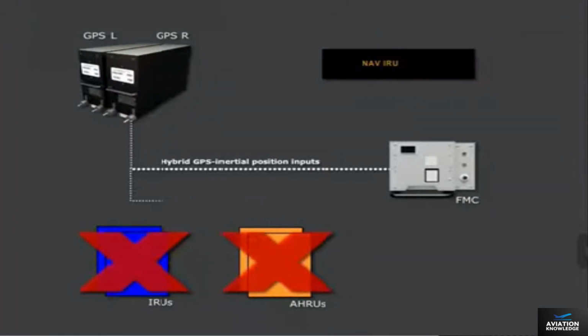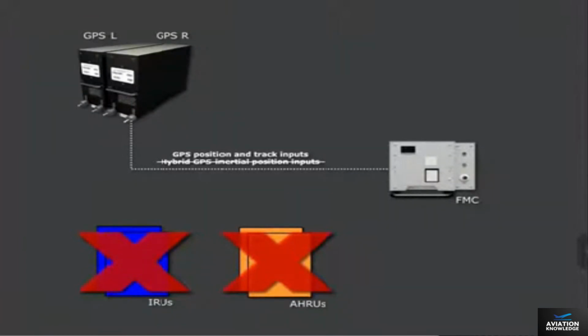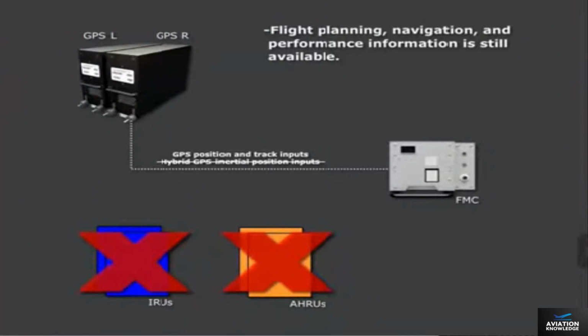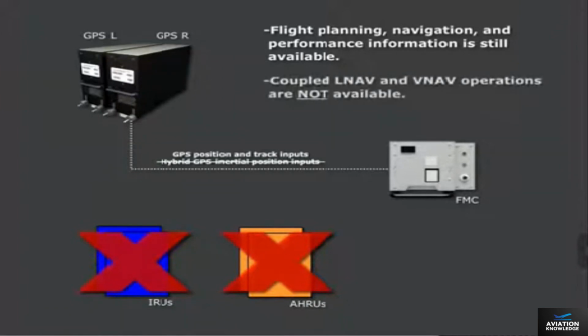If the entire IRS fails, both AHRUs and both IRUs are inoperative. The ICAS caution message, NAV inertial system, is displayed. In this case, the GPS output provides necessary position and track data for the FMC to continue operations. Flight planning, navigation, and performance information is still available. Coupled LNAV and VNAV operations, however, are not available with the IRS inoperative.